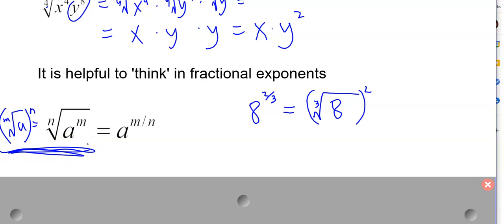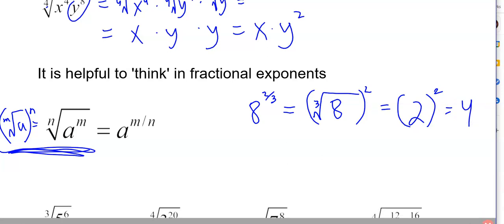I usually prefer to write the exponent on the outside because it's almost always to your advantage to do the root first. It keeps the number really small. I don't have to square 8 and then take the cube root. I want to keep the number small. So what is the cube root of 8? What times what times what is 8? That's 2. 2 squared is 4. The answer is 4 here. So you can evaluate things very quickly if you know how to do it that way.